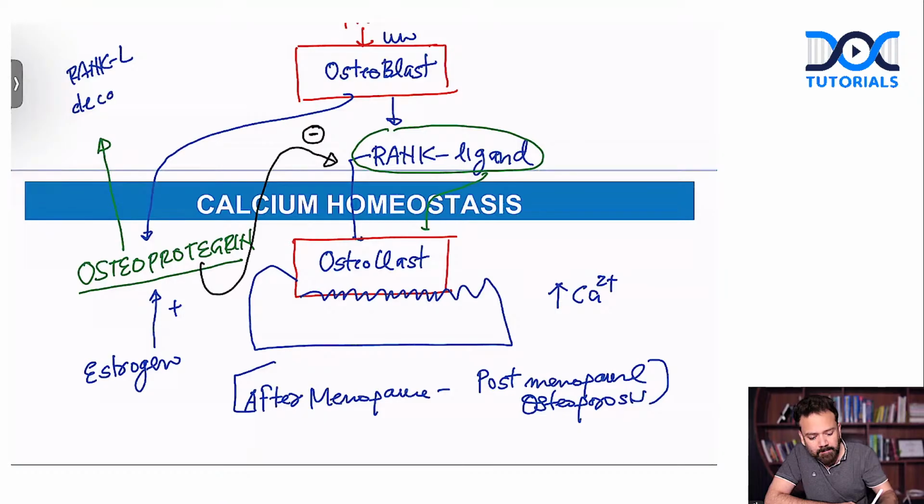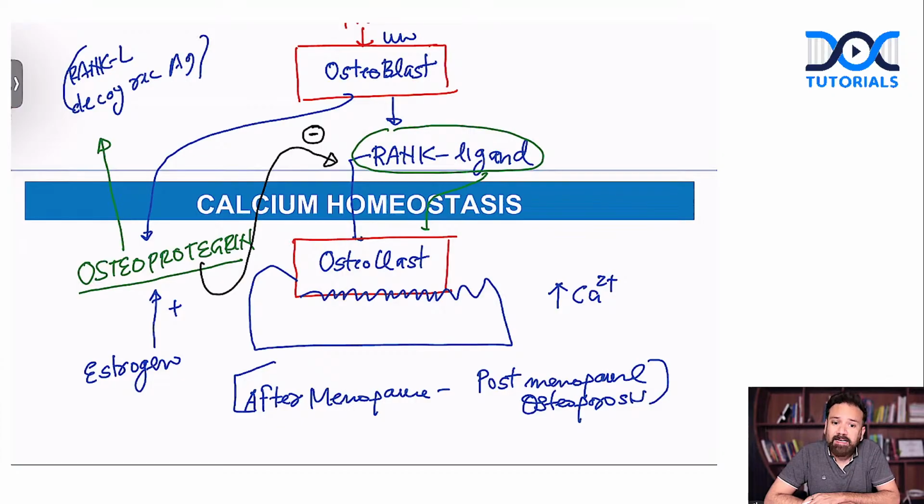Rank ligand decoy receptor antagonist. Very simple to understand. Osteoprotegerin is preventing osteoporosis by inhibiting rank ligand, and estrogen also prevents osteoporosis by inhibiting rank ligand. That is why after menopause, when estrogen is low, there is post-menopausal osteoporosis.